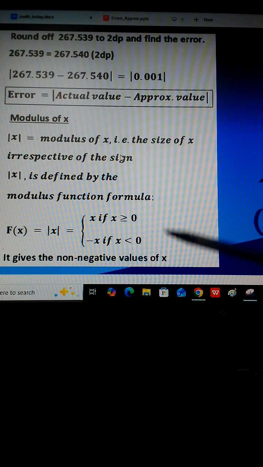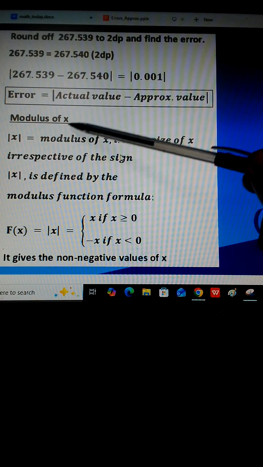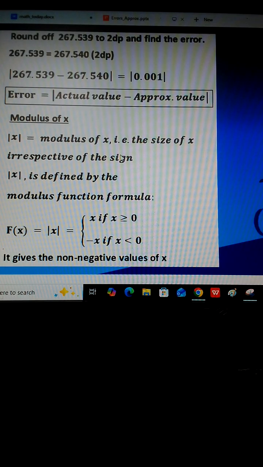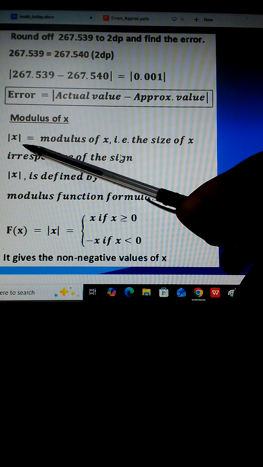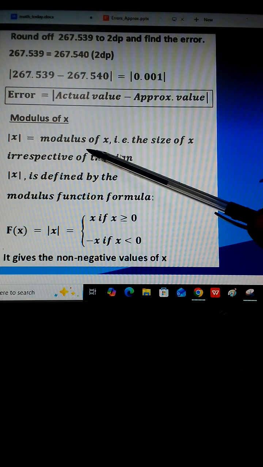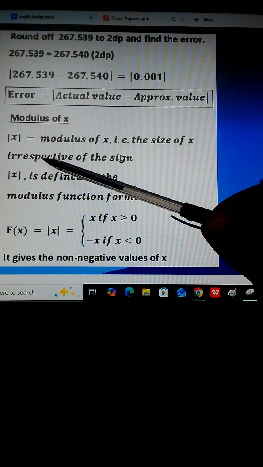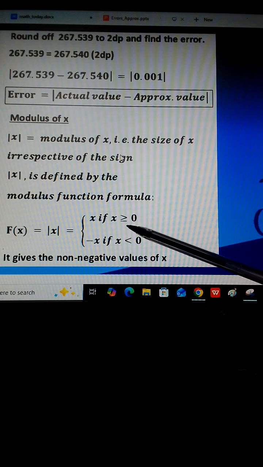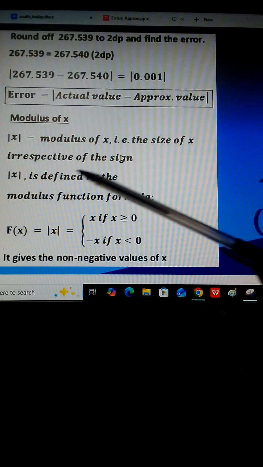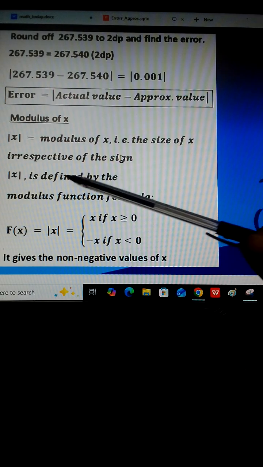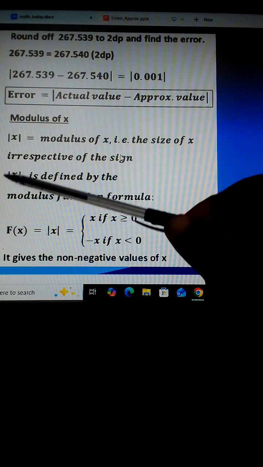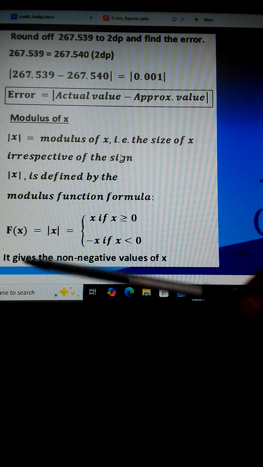Let's discuss something about the modulus. The modulus of x. This is how we write the modulus of x. It means the size of x regardless of the sign, whether positive or negative. So it is written by using this symbol, the modulus of x.